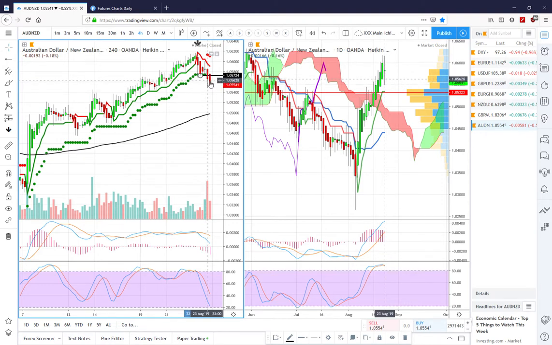I can take this to the downside on the intraday template. The target is back down to here. Not to say that it's going to get to my target here, but that's where my target is.